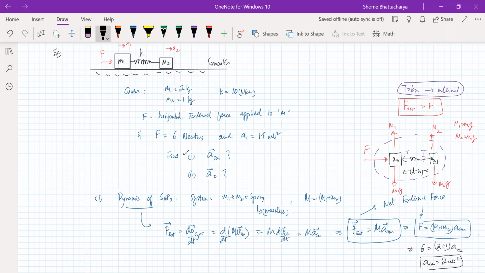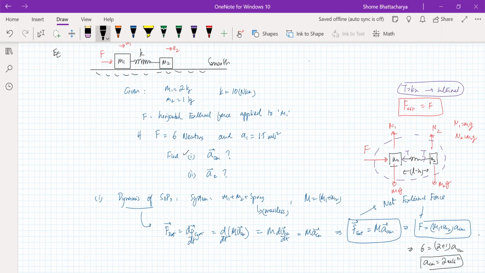Okay. So can't we just equate M1A1 plus M2A2 by M1? Yes, that's another thing that we can do. Later, when we see the definition of acceleration of center of mass, just like the definition of velocity and displacement, center of mass's acceleration will also be a weighted mean. But it will be the weighted mean of acceleration.